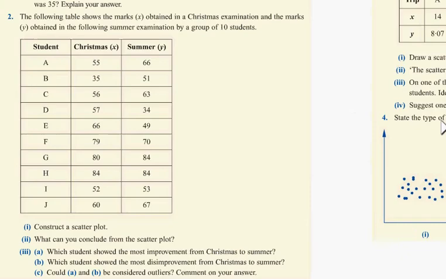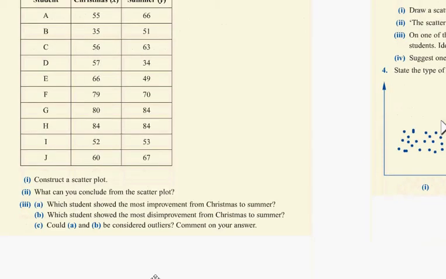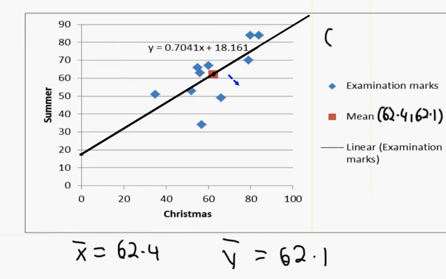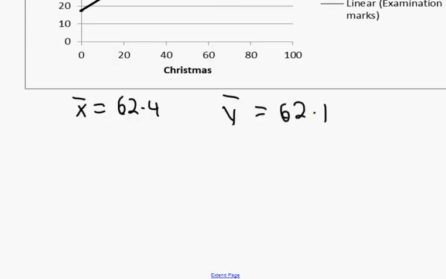Next question. Which students showed the most improvement from Christmas to summer? Christmas to summer would be, which one has the biggest gap? So this one here is a gap of 11, a gap of 16. Which one do you think is the biggest gap? B. 16% is the biggest gap, so student B had the biggest improvement.